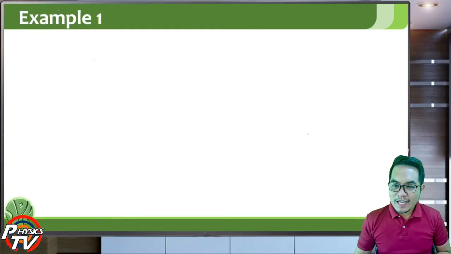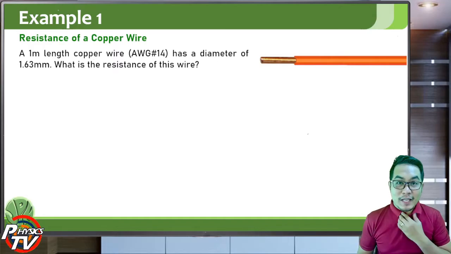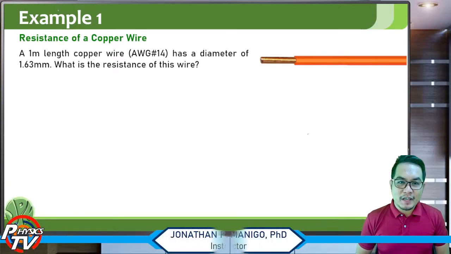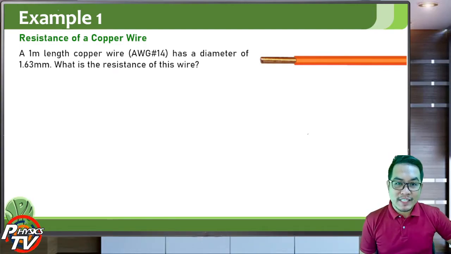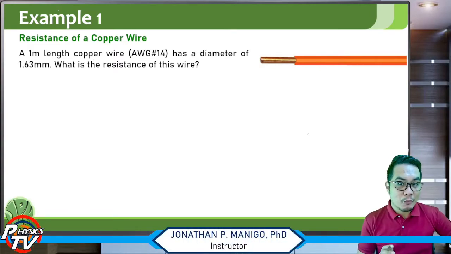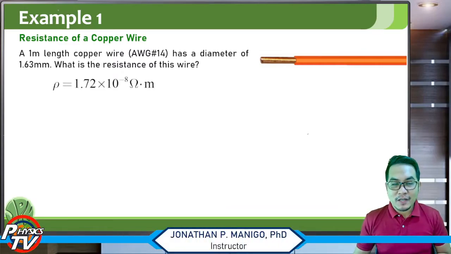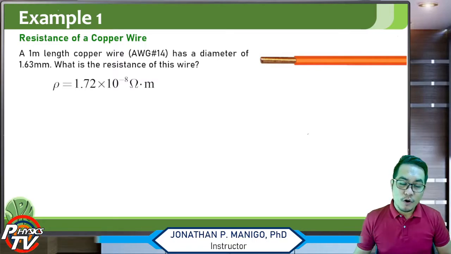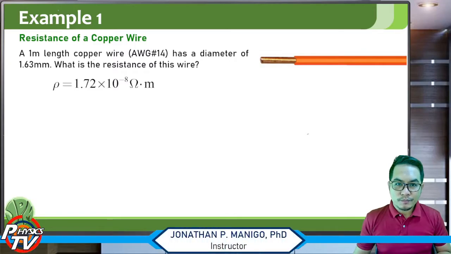So let's now have an example. This is the resistance of a copper wire. This is a solid copper wire with American wire gauge number 14. Usually this has a diameter of 1.63 millimeters. And you're asked, what is the resistance of this wire? Take note, we are calculating the resistance, not the resistivity, because we know the resistivity from the table. The resistivity of copper is 1.72 times 10 to the negative 8 ohm meter. So to solve this resistance, we still need to know its length.